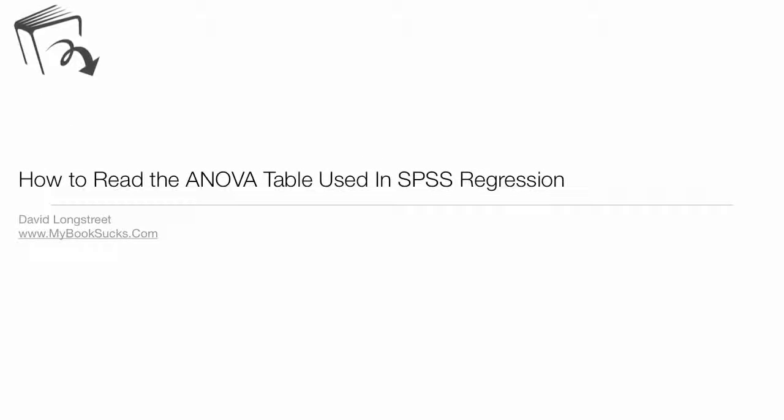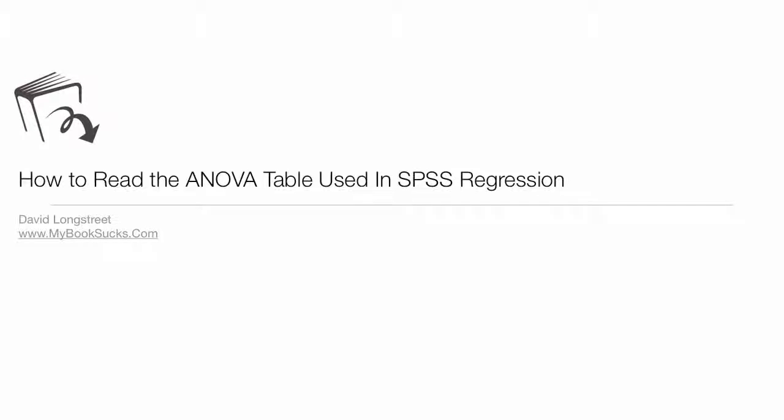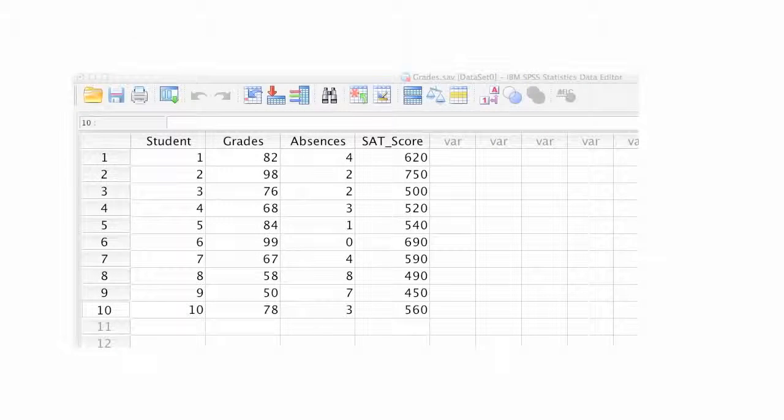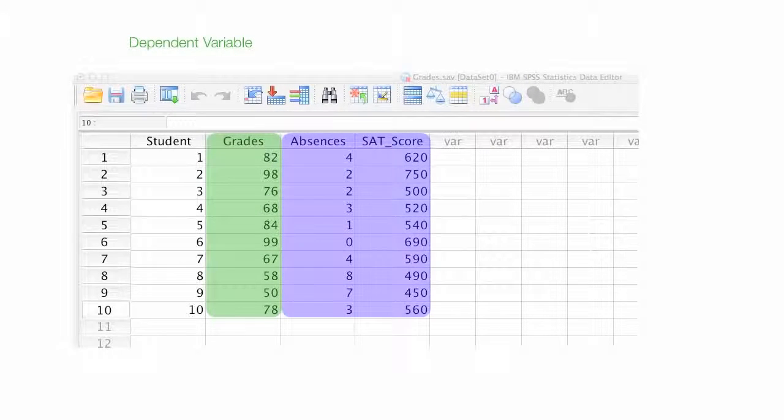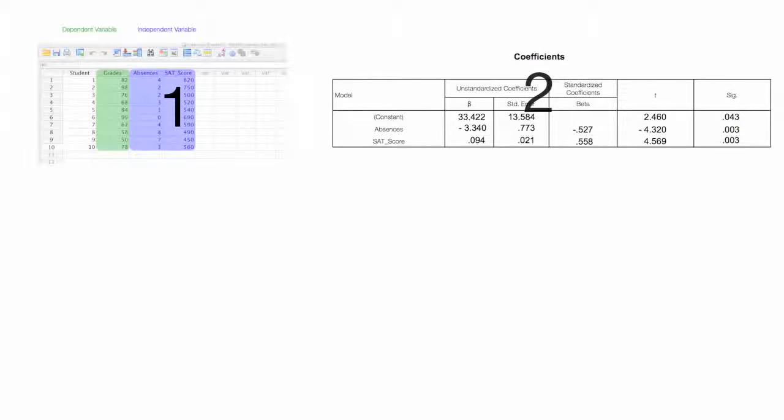In this video, I'm going to teach you how to read the ANOVA table used in SPSS regression. As a reminder, the grades are the dependent variable, and absences and SAT score are the independent variables. In the first video, I discussed how to build the actual regression equation. In the second video, I outlined in some detail how to read the coefficient table.